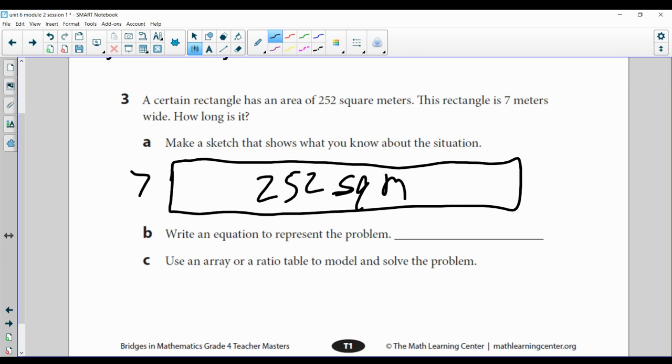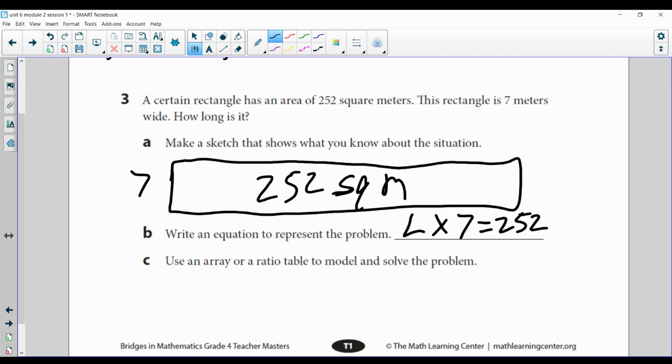Now write an equation that represents this problem. So once again, if you remember our area equation, we have length times width equals area. So we are given the width of it, which is 7, and we are given the area, which is 252. And the part that we are missing right now is our length. And so right now we need to figure out what that L would stand for. So something times 7 equals 252.